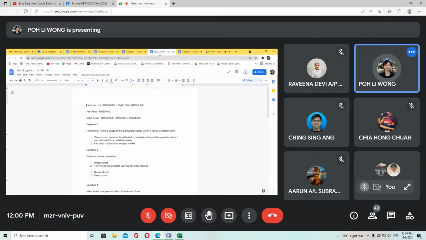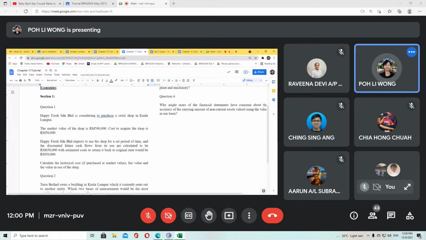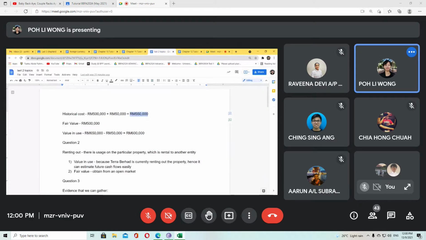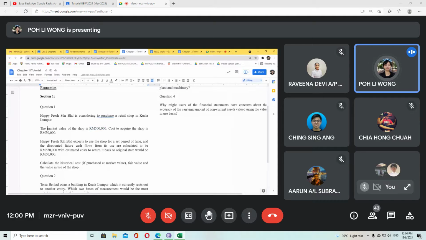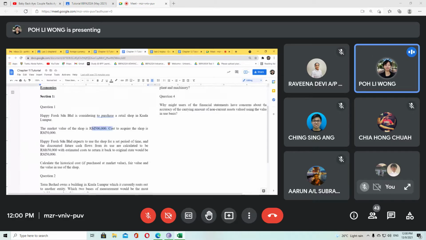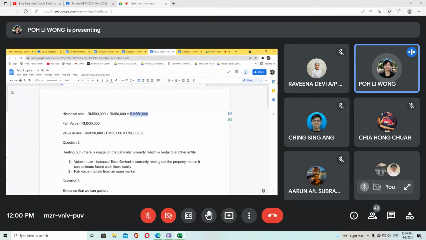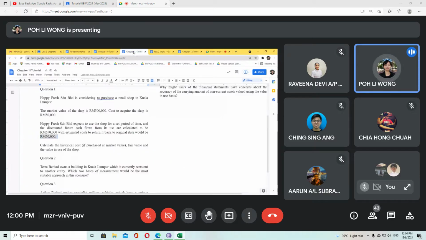For historical cost, the shop is 500,000 plus the acquisition cost of 50,000, so we are actually capitalizing 550,000 in our books. That is historical cost. Your fair value equals market value, so it's 500,000. Your value in use, according to the question, is 650,000, and we have an estimated cost to return it back to original state, so 650,000 minus 50,000, we get 600,000. That's it for question number 1.